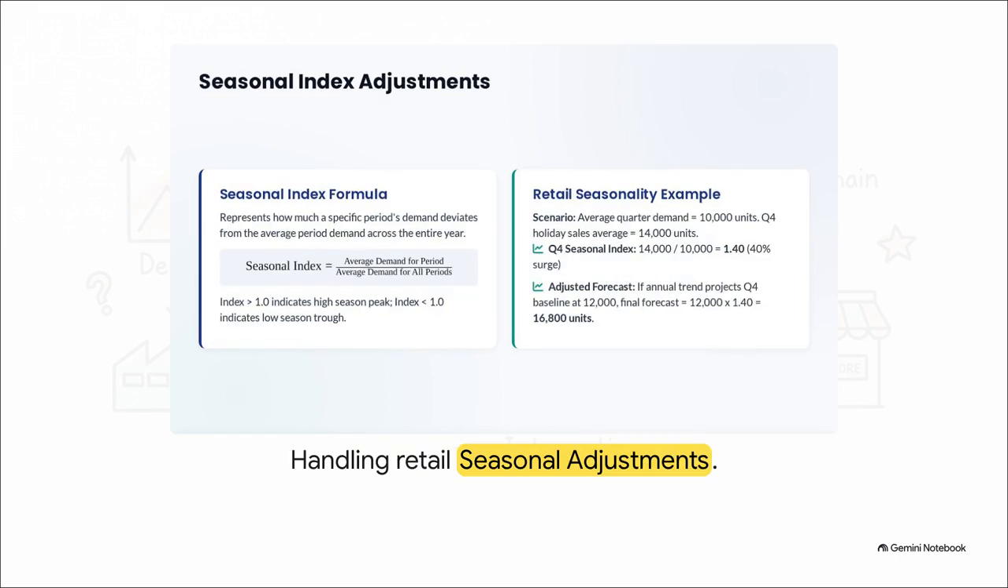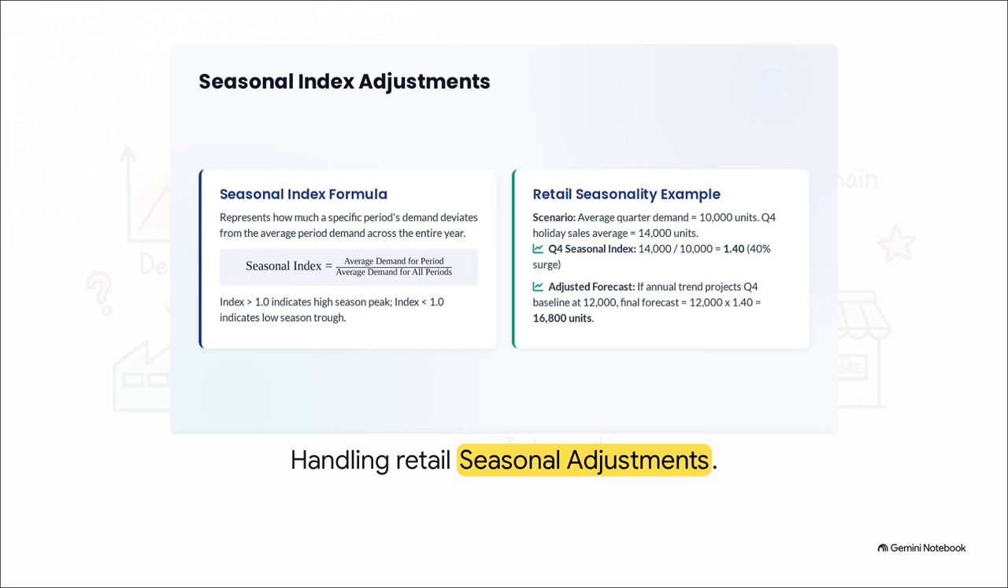Math alone cannot predict the calendar, and this is where we tackle the single biggest hurdle in retail: seasonality. We do this using seasonal index adjustments, which basically represent how much a specific period deviates from your normal average. Imagine a typical retail scenario. If your average quarterly demand is 10,000 units, but you know your Q4 holiday average always spikes to 14,000 units, well, your seasonal index is 1.40. That means you've got a 40% surge in Q4.